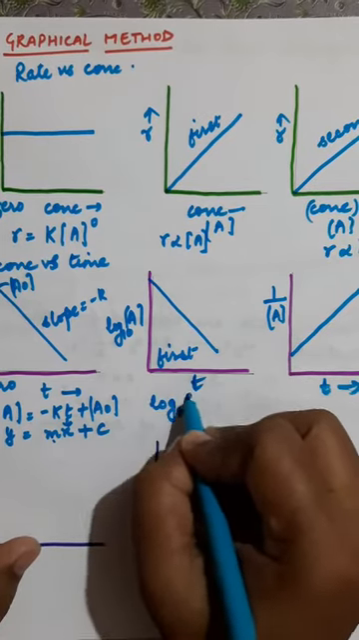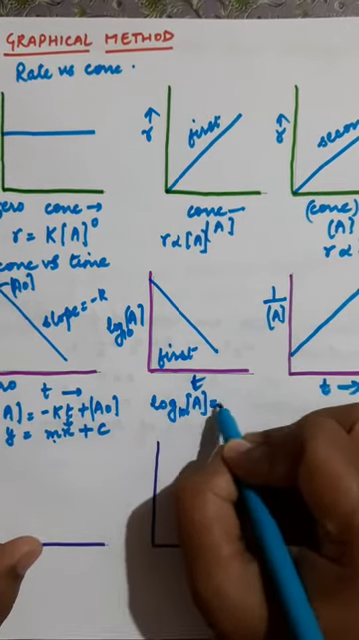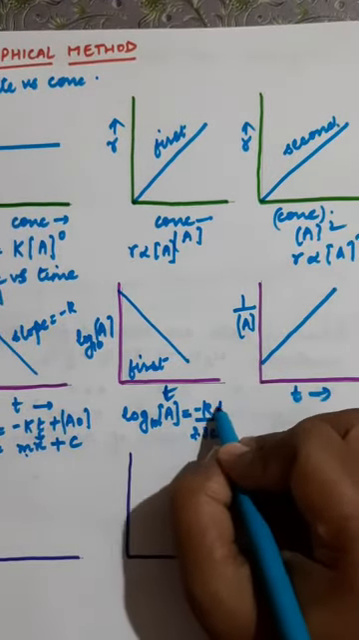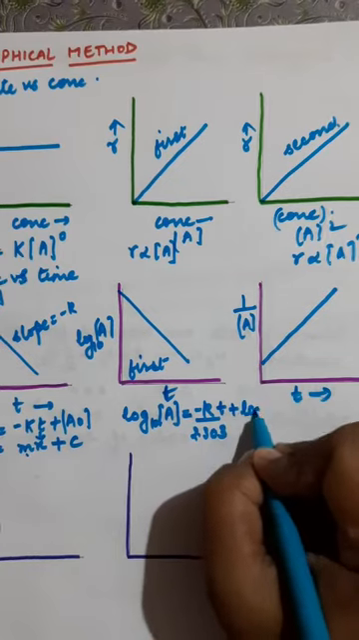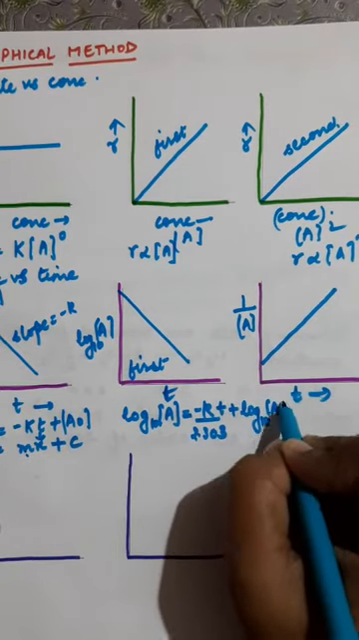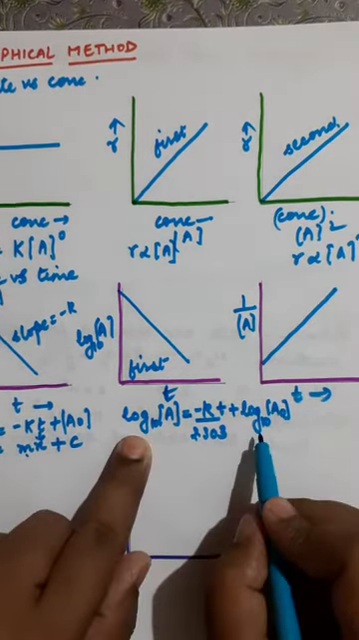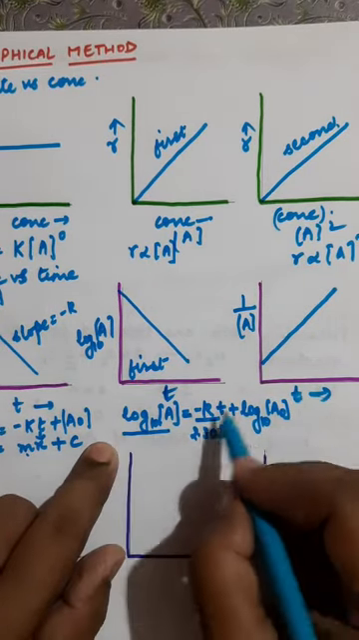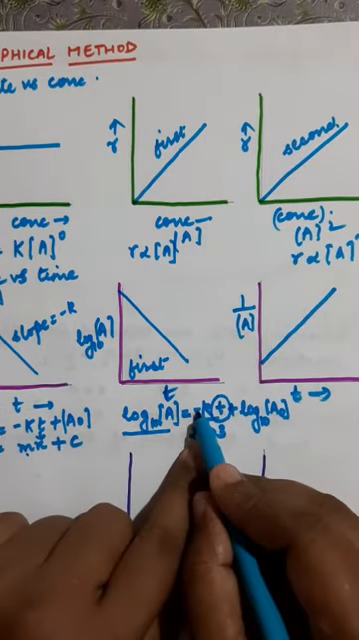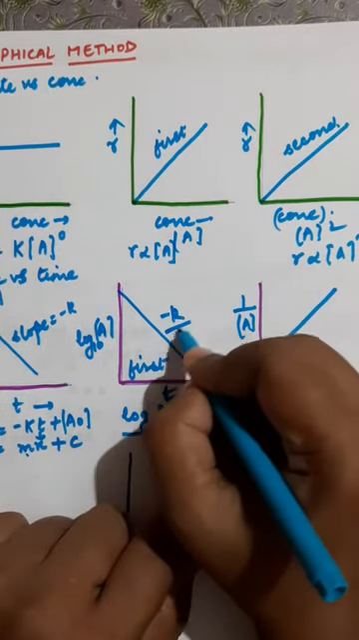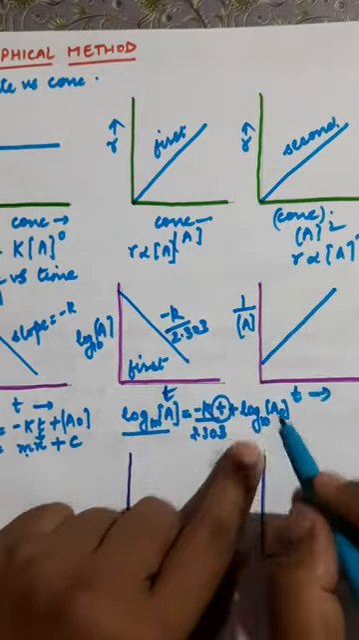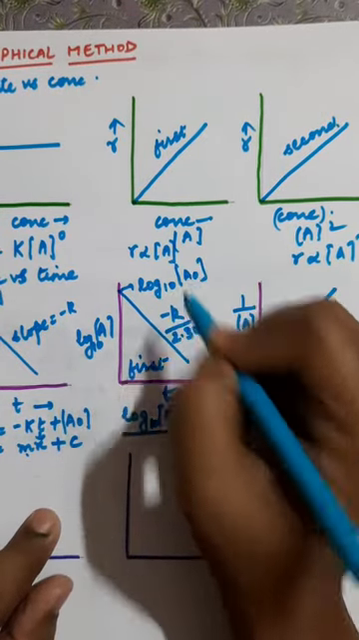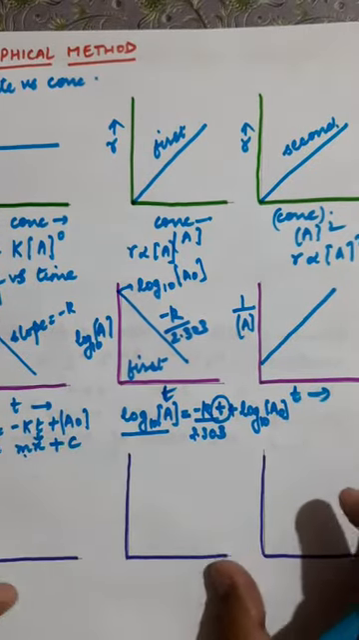The expression is log base 10 A is equal to minus k upon 2.303 into t plus log base 10 A naught. So this is the equation for a first order reaction. We have plotted a graph between log base 10 A and t. Slope will be equal to minus k upon 2.303 and intercept will be equal to log base 10 A naught. So this is a graph of a first order reaction.